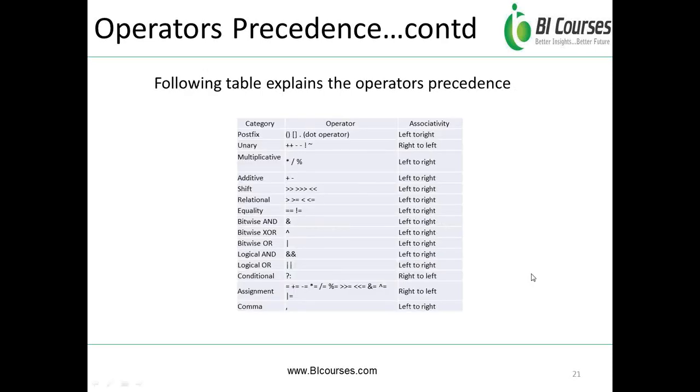This table determines the operators' precedence. First of all, postfix, then arrows, braces, unary operators, multiplicative operators. If any operators are there in an expression, this precedence will be followed.